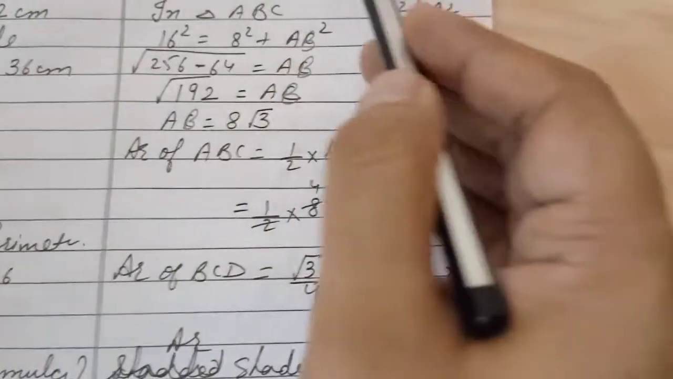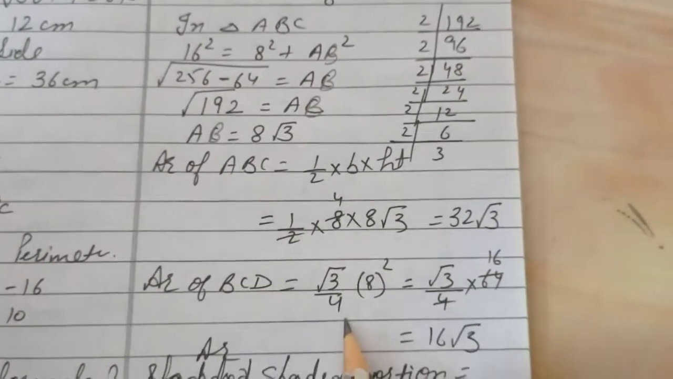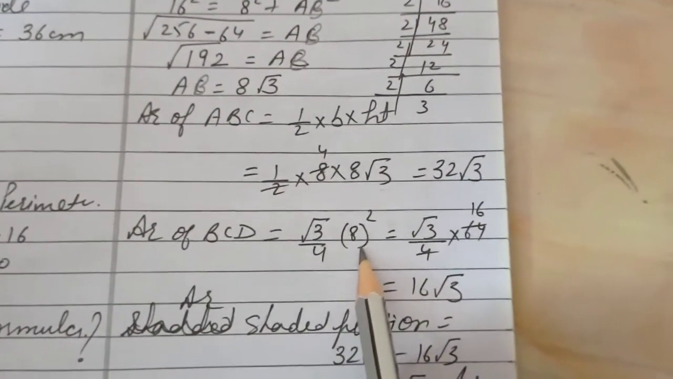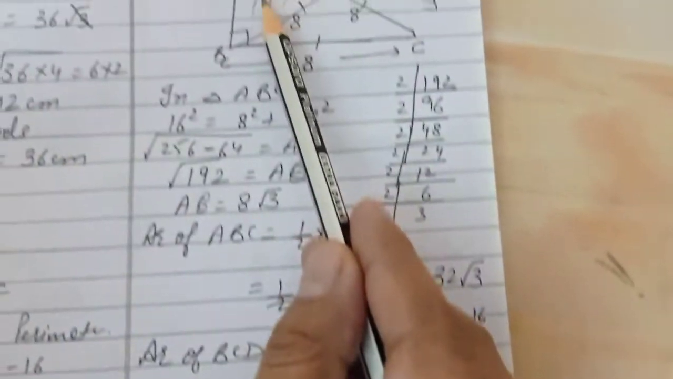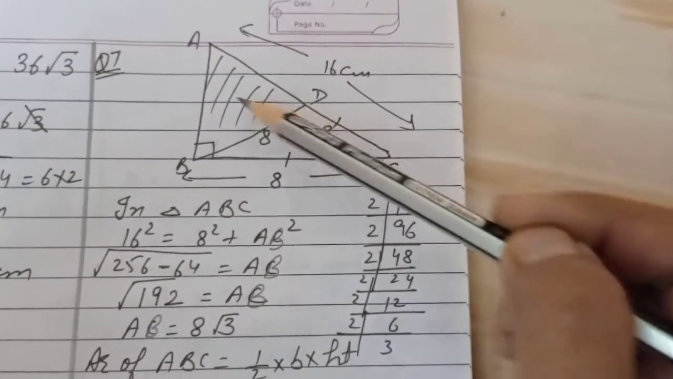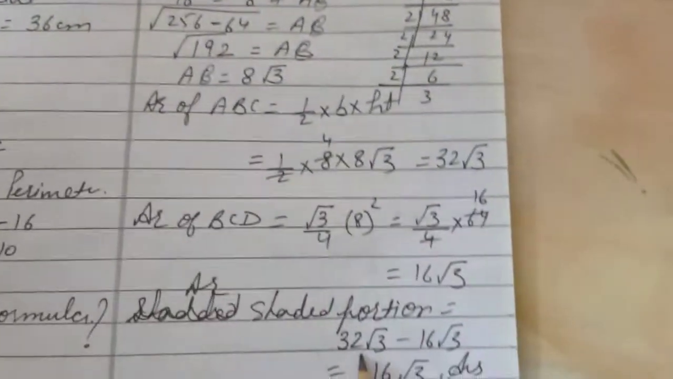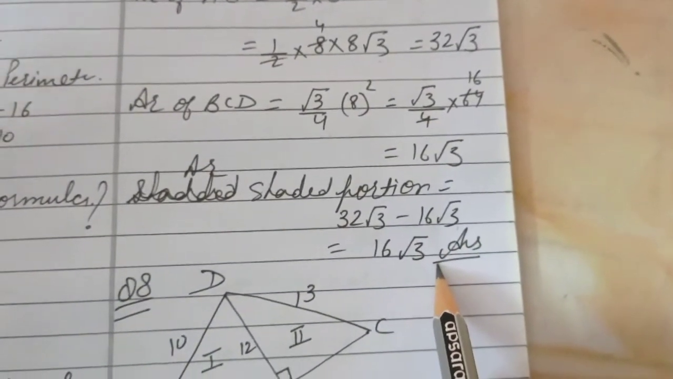Now area of BCD. Okay. This we can find out using area of the equilateral triangle, root 3 by 4 into side square. This is 16 root 3. Now what will be area of shaded portion children? That will be full area minus area of this triangle. We are left with this. So same thing I did. This is full area of the triangle minus equilateral triangle. So we are left with this.